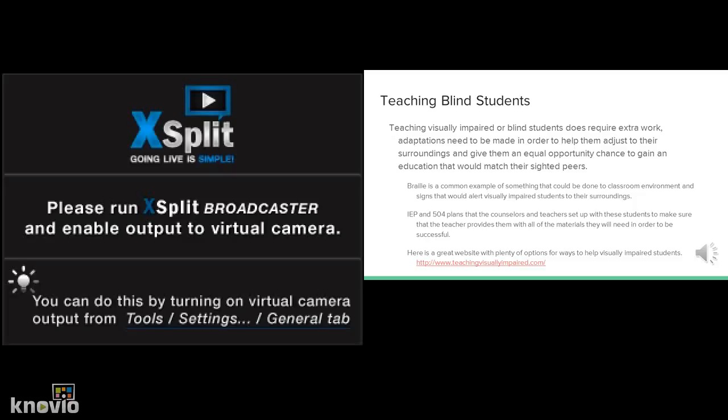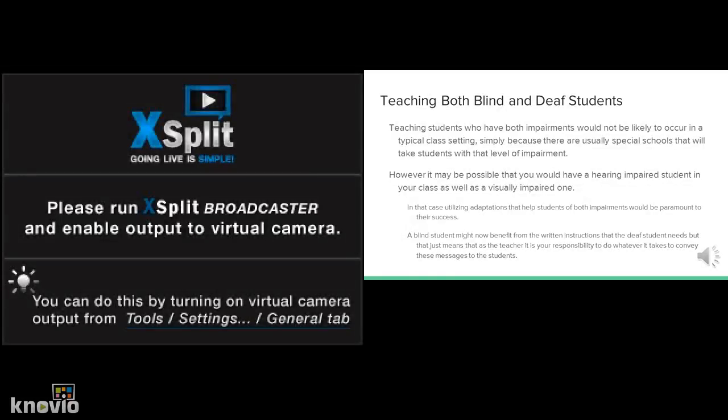Another way to go would be IEP and 504 plans that you and a counselor would work out with these students. You would talk about how you could best help their needs, assess how much assistance they need, what varying degree of visual impairment they have, how dependent on the verbal commands they are, and whether they can read a little bit or not at all. I found a really great website at the bottom of this page that has some tips on how to help visually impaired students, how to assess them, how to guide them, and things of that nature.